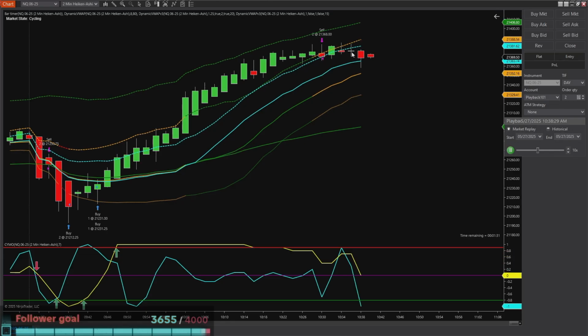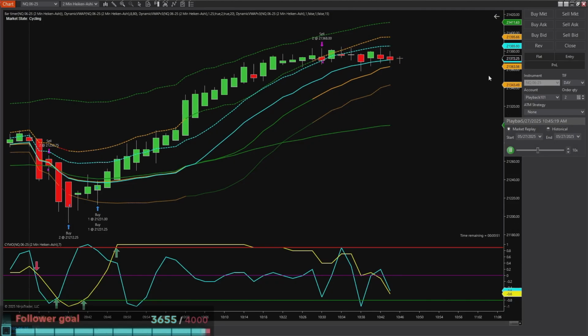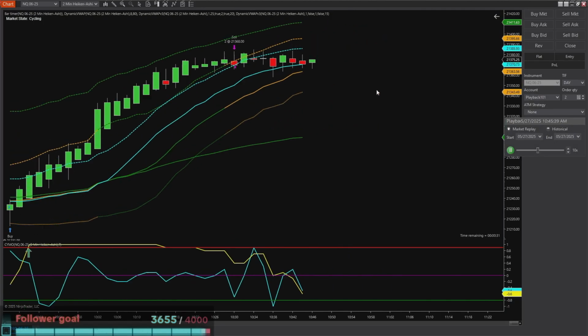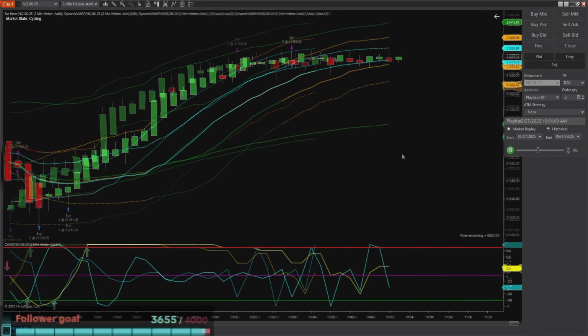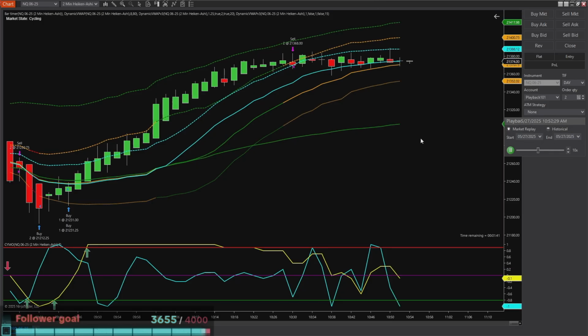And now price is right back inside the blue VWAP. Let's just see what happens right here. I'll get to your questions in just a moment, guys. Watch how price just stays inside the blue VWAP, okay? Alrighty, we got quite a few bars, and this is just going sideways. A lot of chop, guys, a lot of chop.